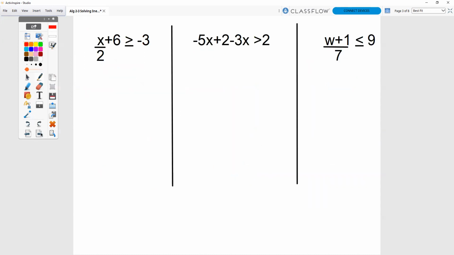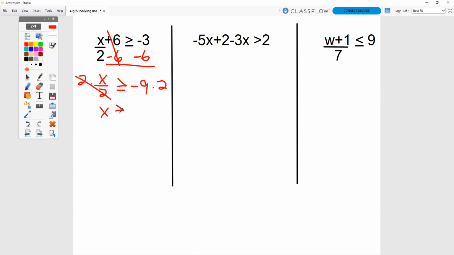In the next one, we always want to get rid of the plus whatever or minus whatever first. So we're going to do minus 6 and minus 6. Bring down your x divided by 2. Bring down your inequality sign. Negative 3 minus 6 is negative 9. Now we just have a one-step equation. We want to multiply by 2, multiply by 2.